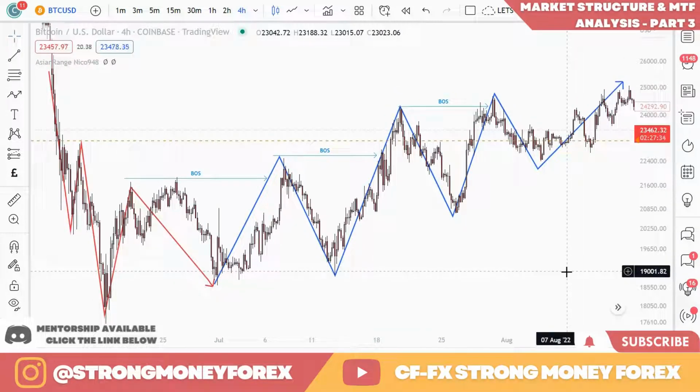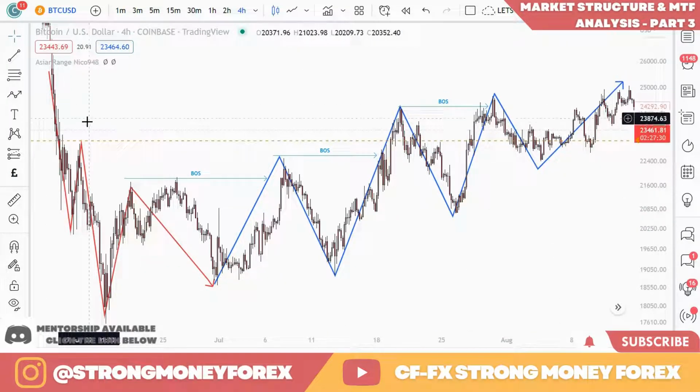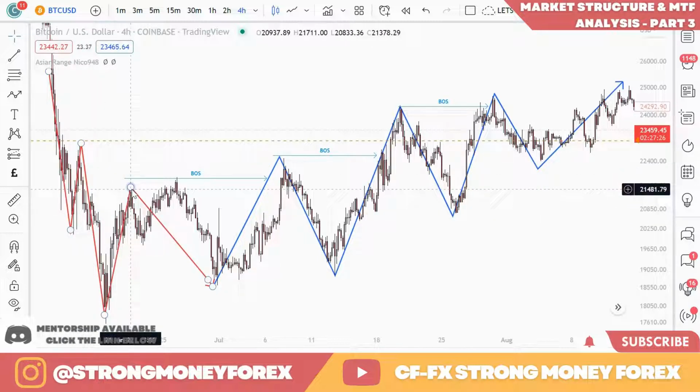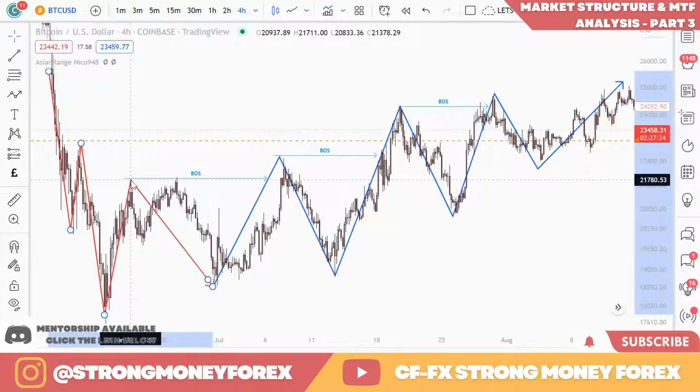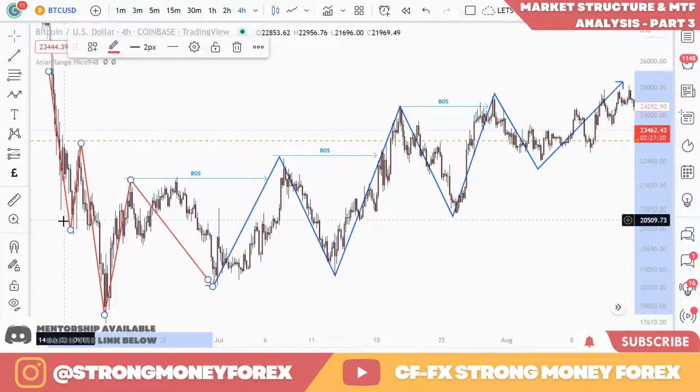Now, the importance of this is that you need to understand that when price is in a downtrend, the sellers are the strong money. Okay, the sellers are the ones who are outweighing the buyers as it currently stands. Okay, and that means that they're then breaking structures to the downside.